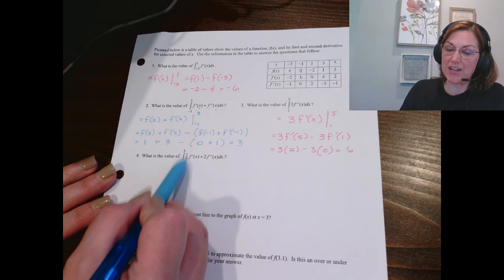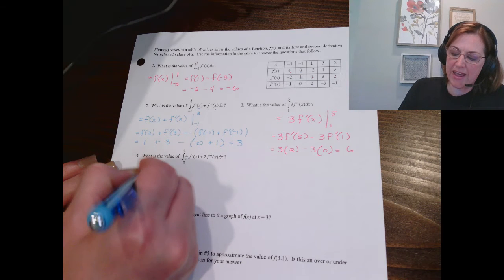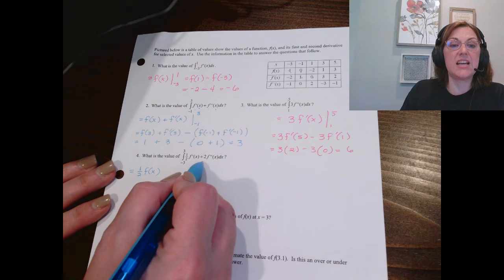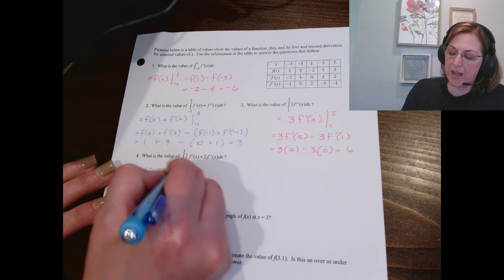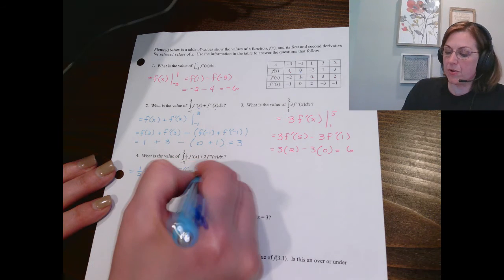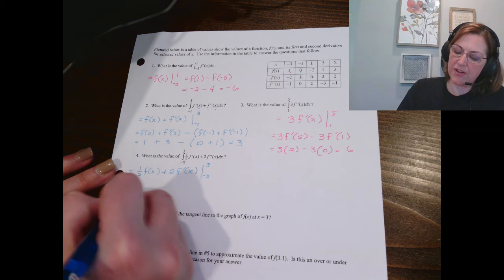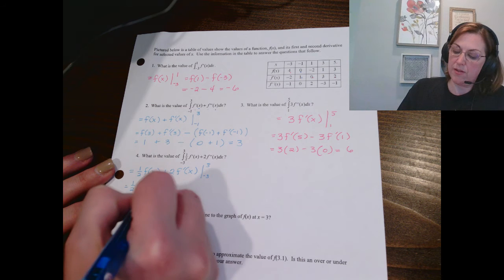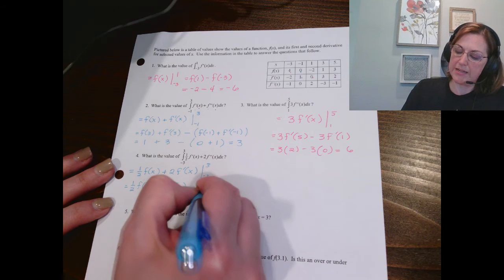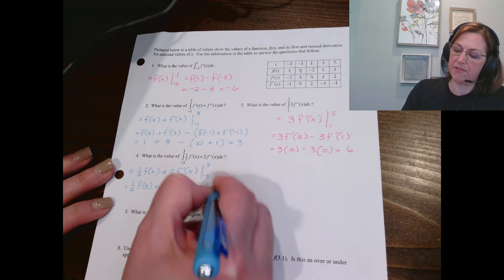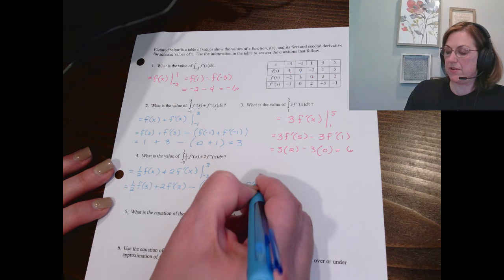Okay, so the antiderivative of 1/2 f prime would be 1/2 f. And the antiderivative of 2f double prime would be 2f prime. And we're going from -3 to 3. So I've got 1/2 f of 3 plus 2 times f prime of 3 minus 1/2 times f of negative 3 plus 2 times f prime of negative 3.